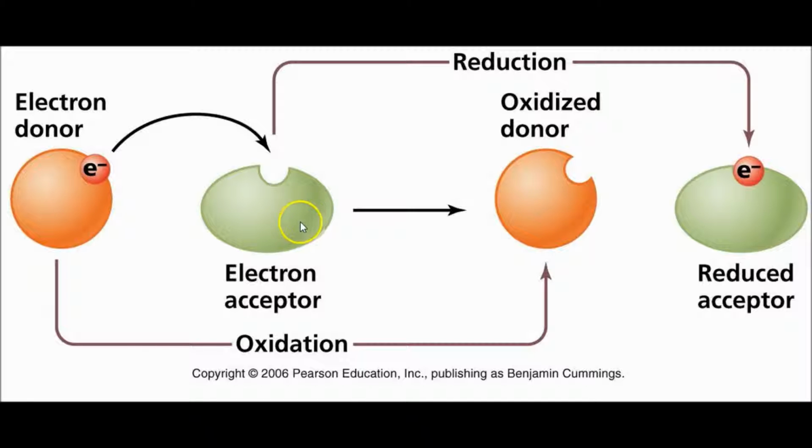For a reduction reaction, we're using the OIL RIG. We're going to use RIG. Reduction is gain. So this atom is gaining an electron. It has the same number of protons and electrons as before. It gains an electron and therefore is reduced. It has an extra electron, so it has a negative charge.